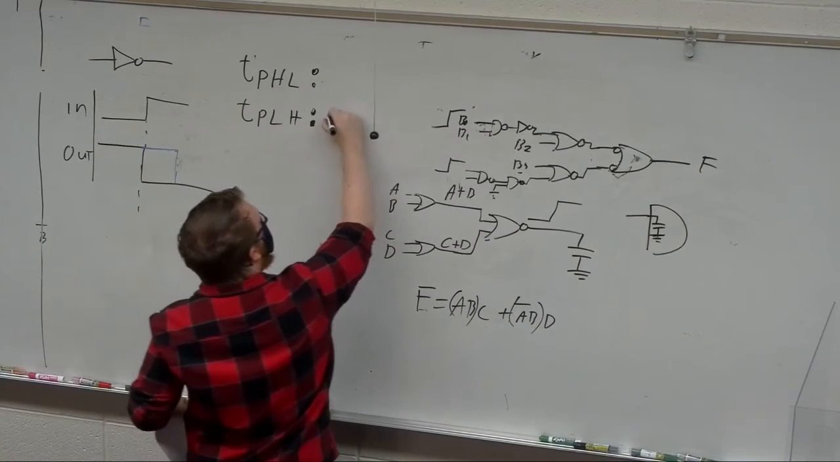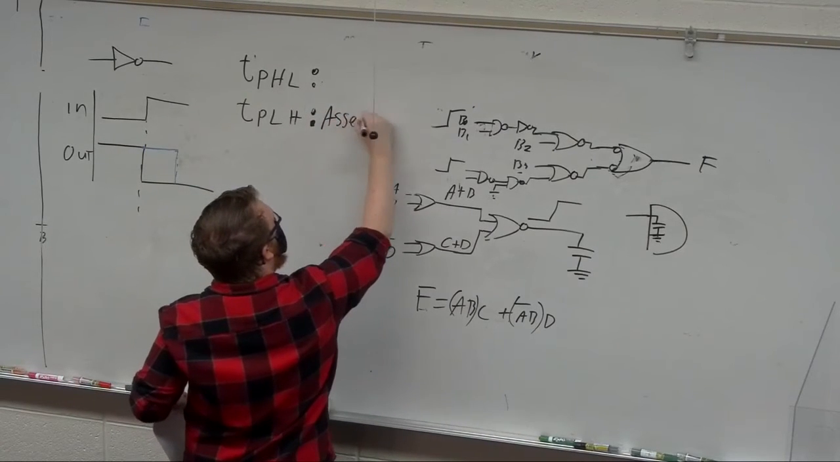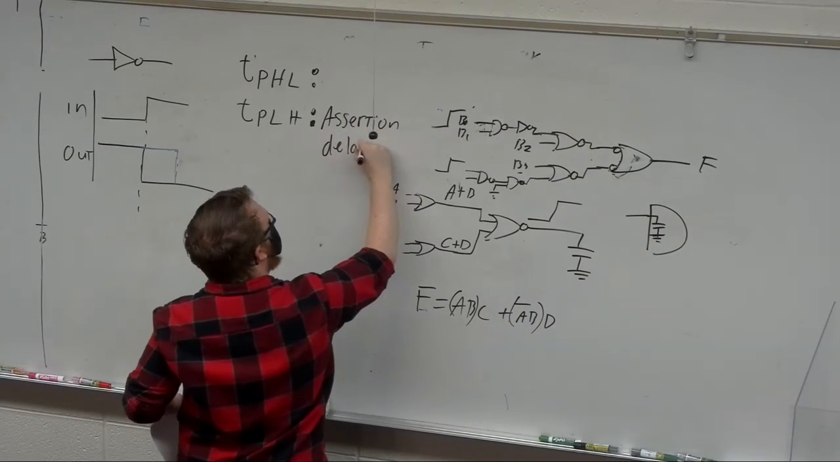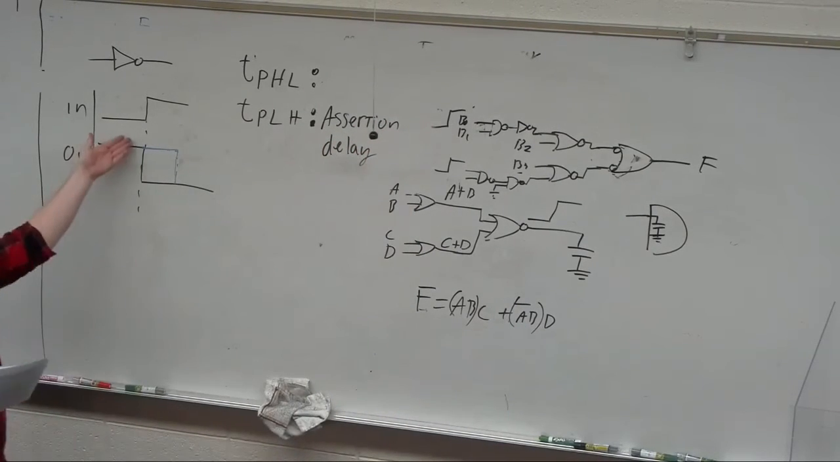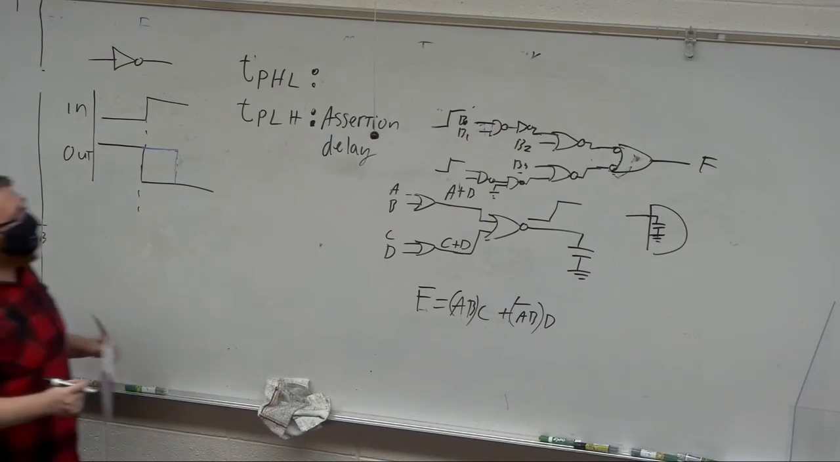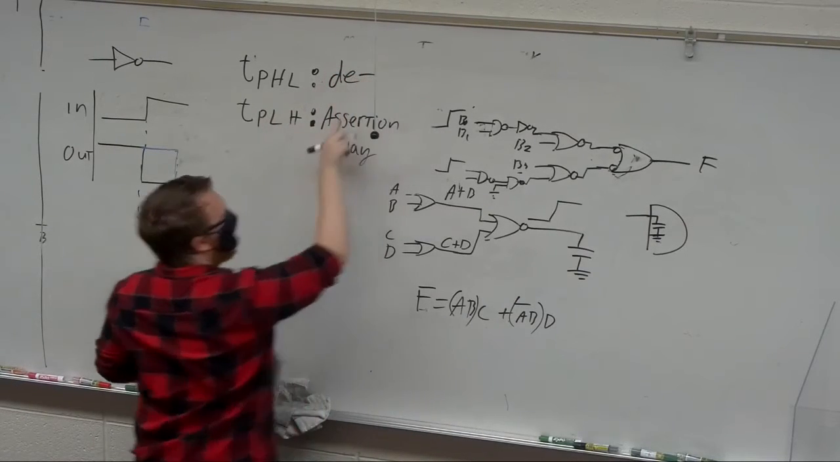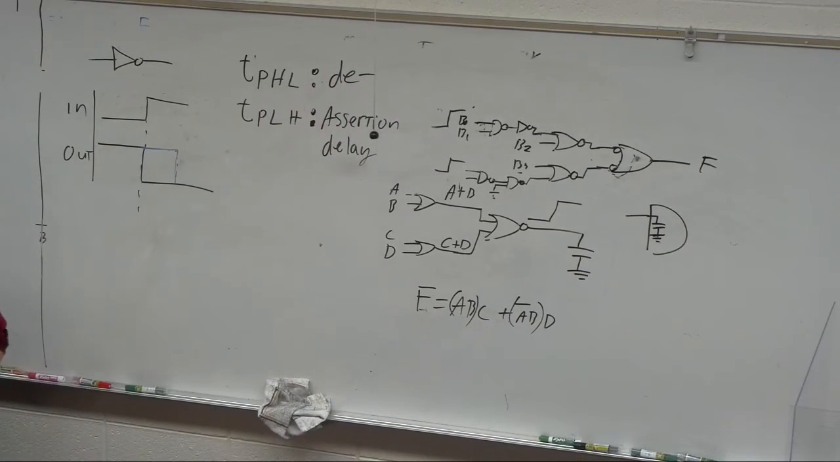Low to high is the assertion delay. And that's because we are asserting a signal. The high to low is the de-assertion delay, because we're unasserting it or de-asserting it.